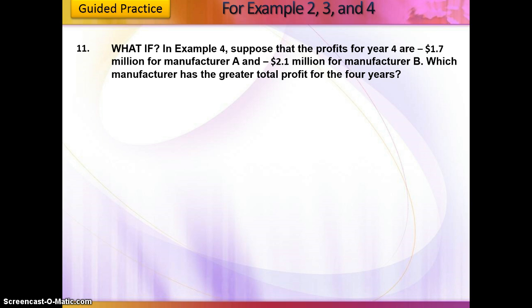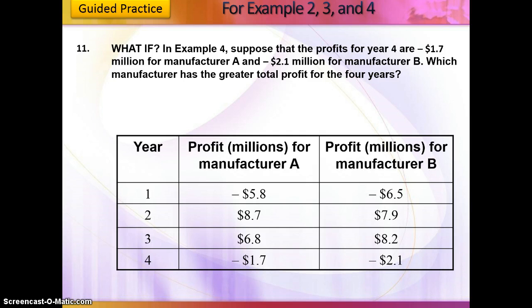Number 11, what if? In example 4, suppose that the profits for year 4 are negative 1.7 million for manufacturer A and 2.1 million for manufacturer B. Which manufacturer has the greater total profit for the 4 years? So we will add another column or row. Here we will add the profits for A together, add the profits for B, and see which is greater.